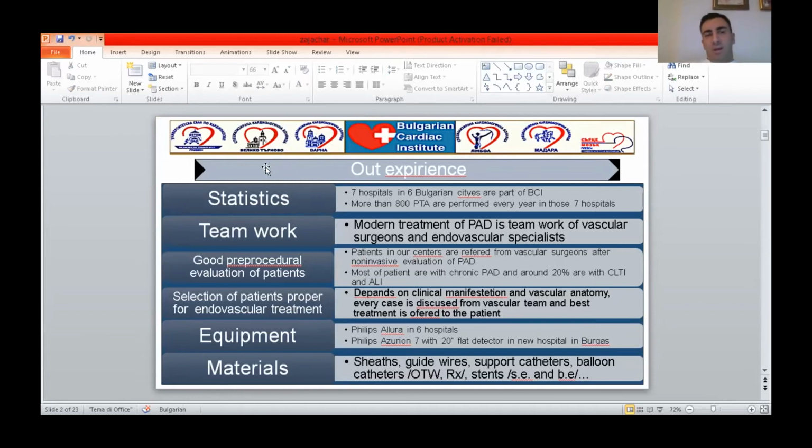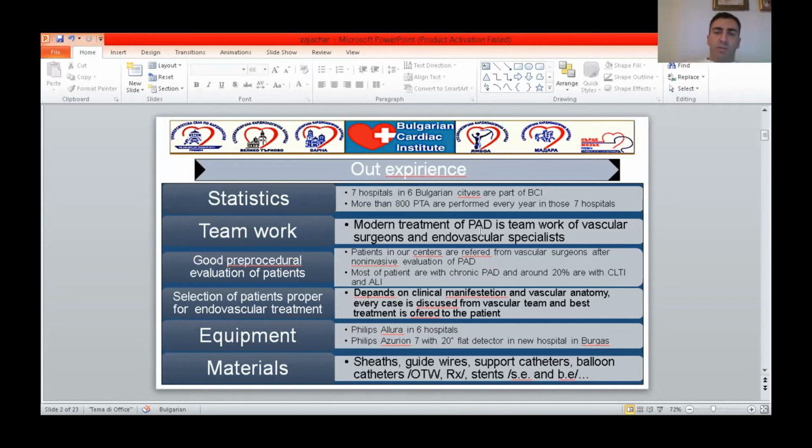Around 8 years ago, Dr. Fari started the endovascular program in Bulgarian Cardiac Institute. And this is the result 8 years later. 7 hospitals in 6 cities are part of Bulgarian Cardiac Institute, and more than 800 PTAs are performed every year.